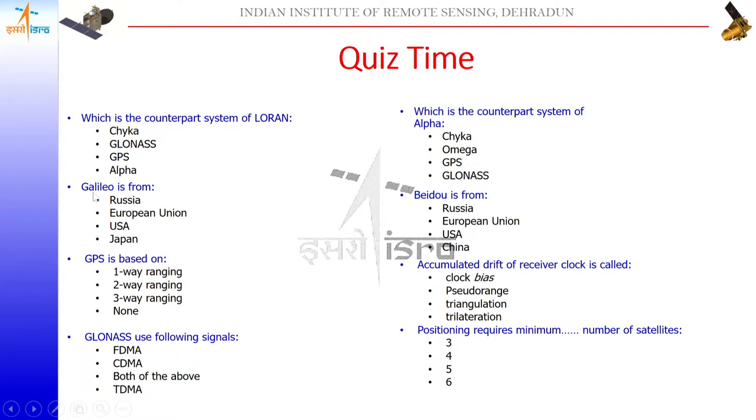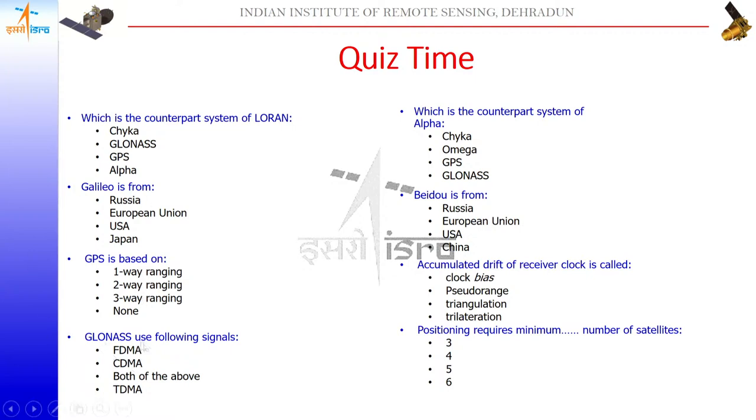Now the second question: Galileo is from? You know Bedu, GPS, GLONASS, IRNSS, QZSS. Galileo is from the European Union. It is not from Russia, Japan, or USA. Then GPS is based on which type of ranging? One way, two way, three way, or none. All the GNSS constellations are based on one way ranging. That's all.